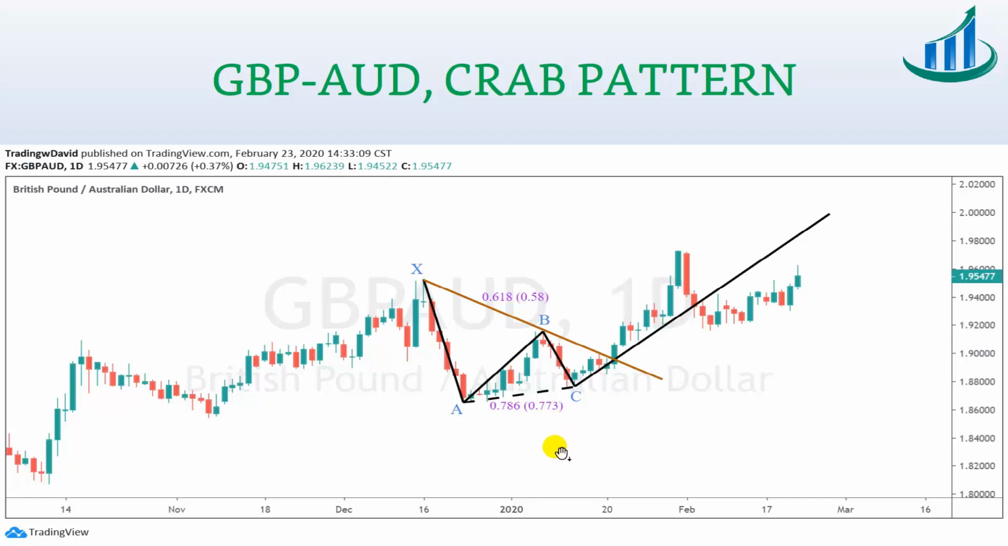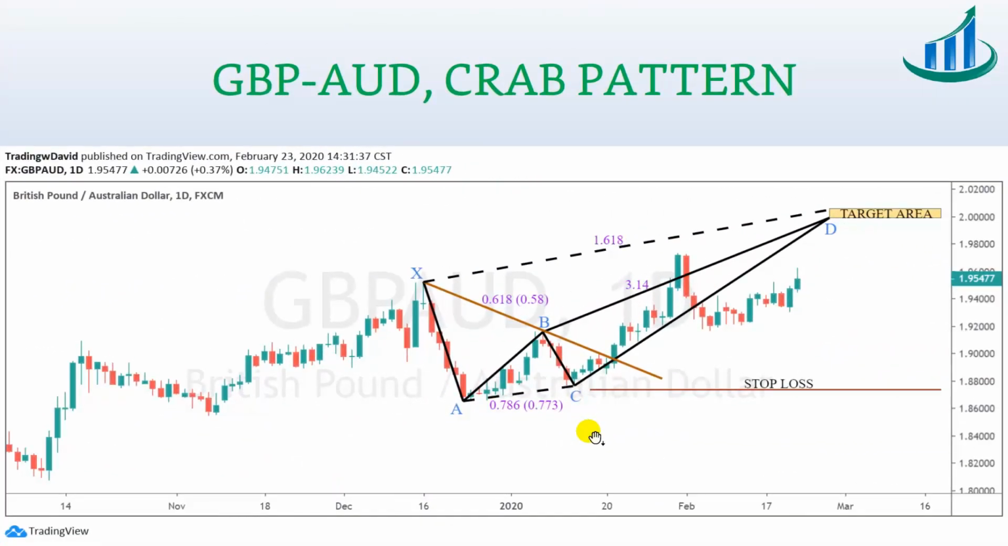How? Simply by opening a long trade after the breakout of the brown trend line, that is, the line that starts from point X and passes through point B. Let's see the chart now.